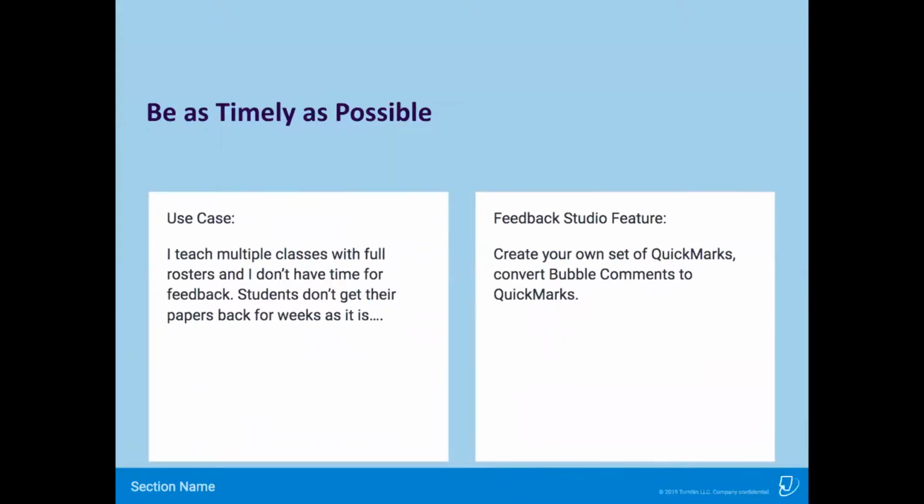Out of those surveyed, 28% of our respondents reported that their instructors take 13 days or longer to provide feedback on their papers. How can Turnitin Feedback Studio functionality help with this challenge? Well, you can create your very own set of QuickMarks, which will save you time. You can also convert your bubble comments into QuickMarks.